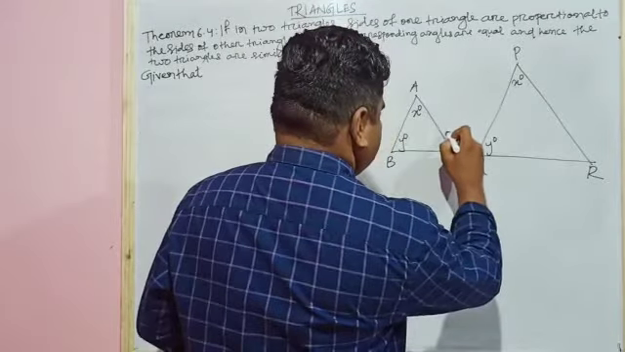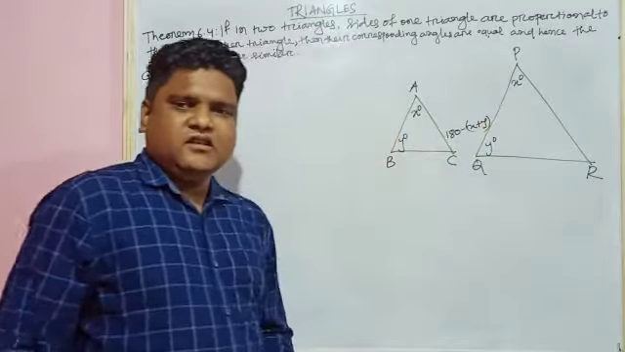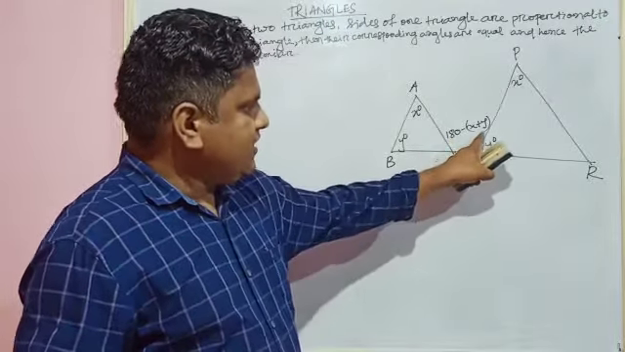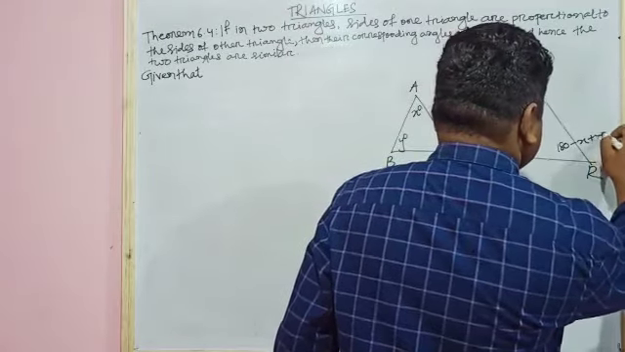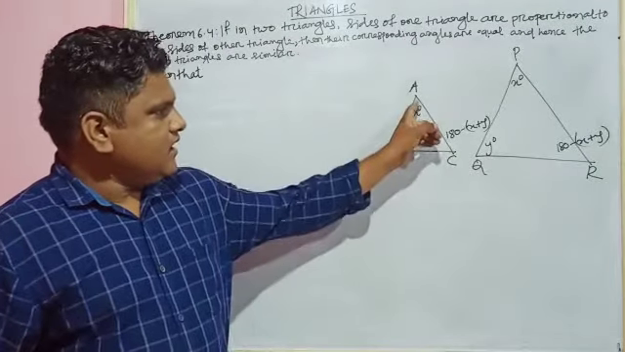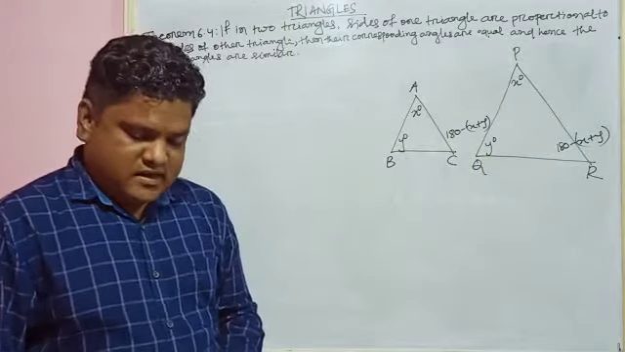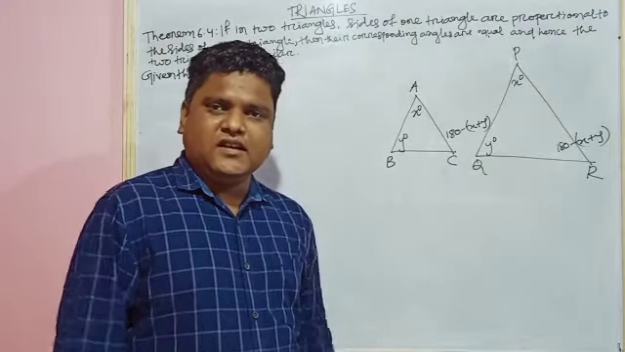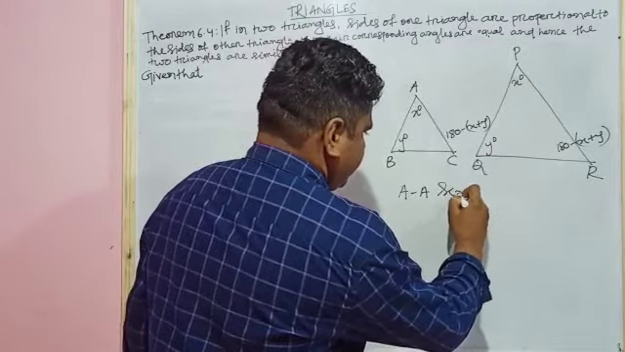So angle C will be 180 minus (x plus y) degrees, because the sum of three angles of any triangle is 180 degrees, so it will be 180 minus (x plus y). Similarly, angle R will also be 180 minus (x plus y). So angle C and angle R must be equal, because angle A is equal to angle P and angle B is equal to angle Q. So we got that if two angles of a triangle are equal to two angles of another triangle, then both the triangles are similar. It means it is a similarity.